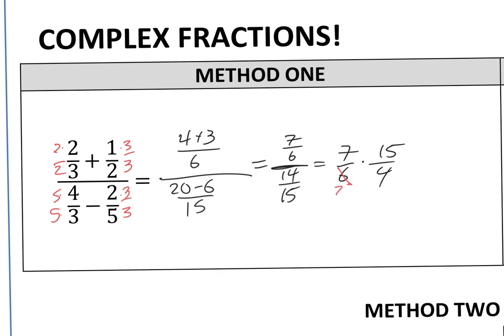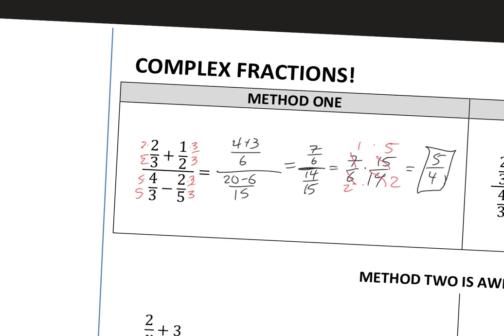Well, I could take a 3 out of this, make it a 2, take a 3 out of this, make it a 5. Oh, sorry, that's not 4, that's 14. Take a 7 out of this, make it a 1. Take a 7 out of this, make it a 2. What do I have left? 5 times 1 is 5. 2 times 2 is 4. And that's all fine and good. It's not too bad, but I'll show you another way we could do it.